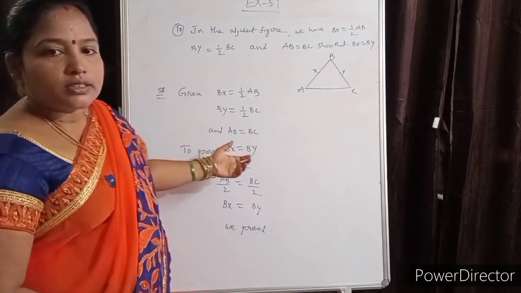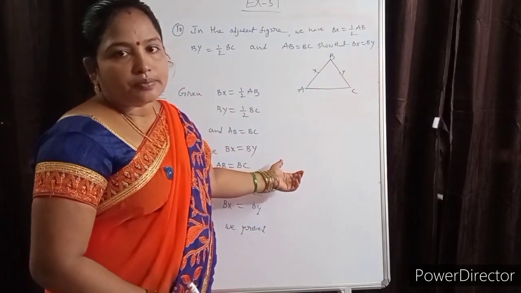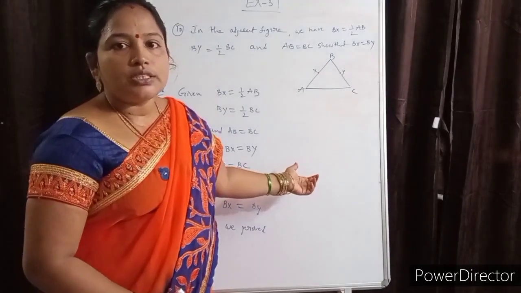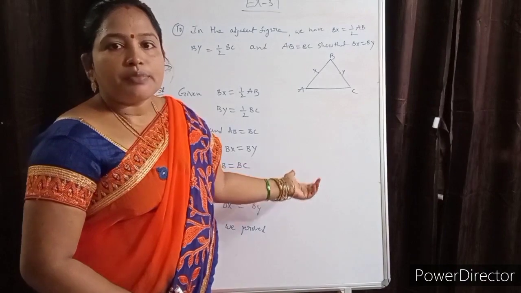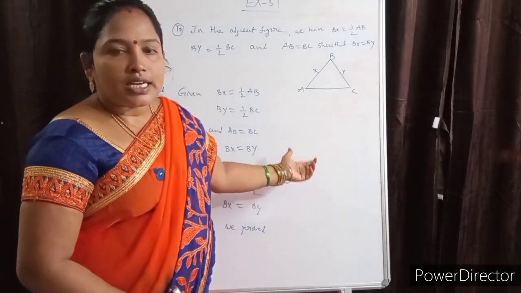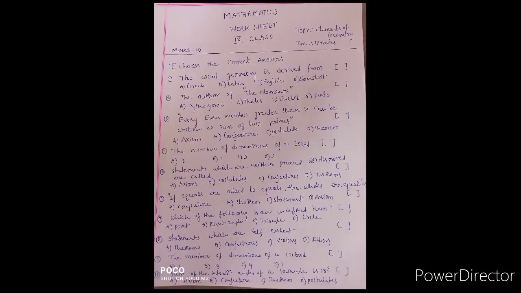Which principle is used? Euclid's axiom. Things which are equal to the same things are equal to one another. Okay children, complete this worksheet on your own.